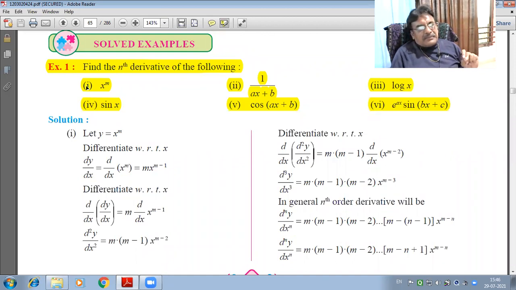In this example, the first problem is x to the power m; second, we find the nth order derivative of 1 upon ax plus b; third, log x; fourth, sin x; fifth, cos of ax plus b; and last, e to the power ax into sin of bx plus c. So all these problems are deleted. That is, example 1 is deleted.